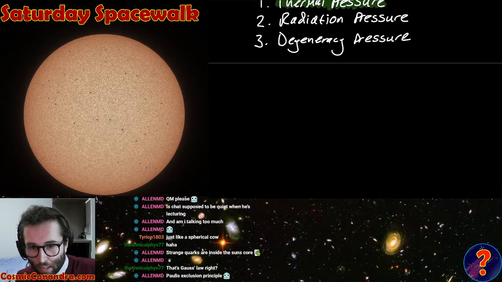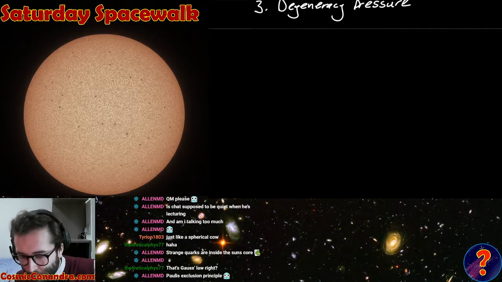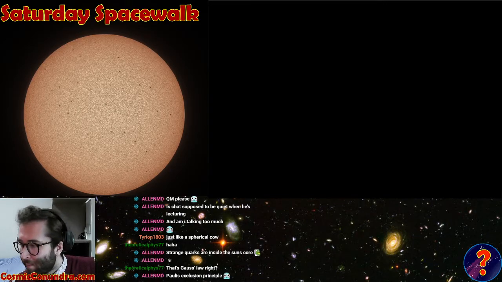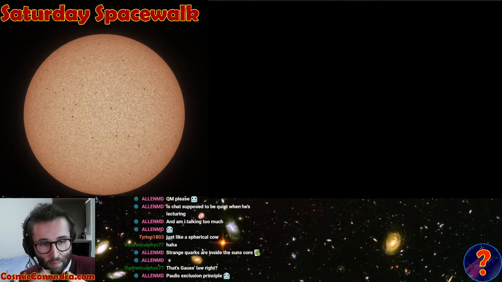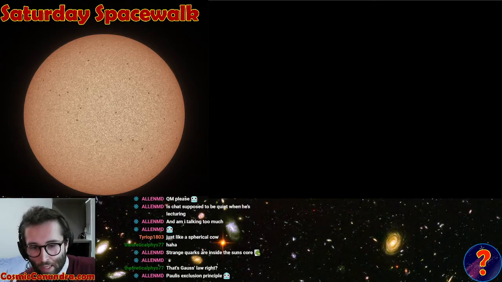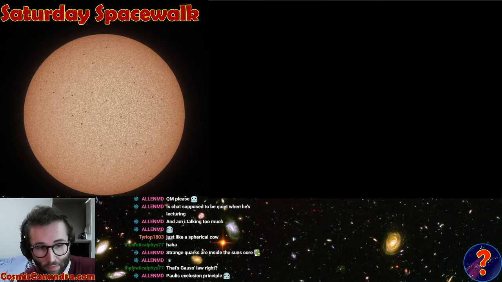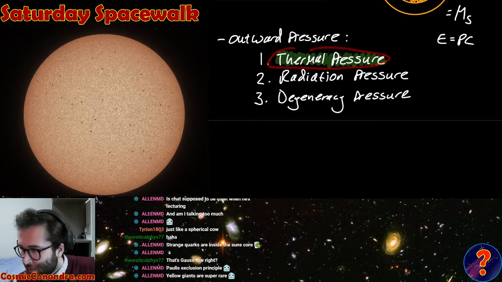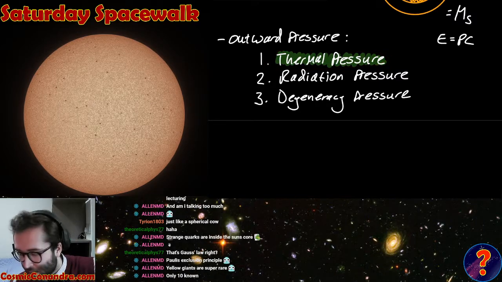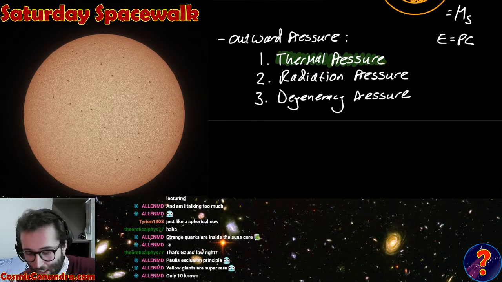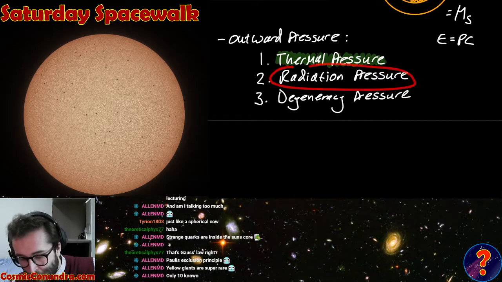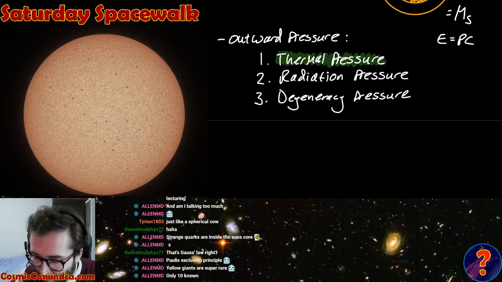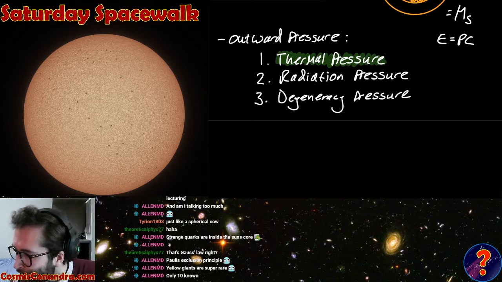So let's try and model this. I said earlier that for most of a star's life, these two forces, this inward pressure that is produced by gravity, is balanced by this outwards pressure, whatever the source of the outwards pressure is. Be it thermal pressure for main sequence stars like our own Sun, or radiation pressure for these supergiants, or degeneracy pressure for compact stellar remnants.